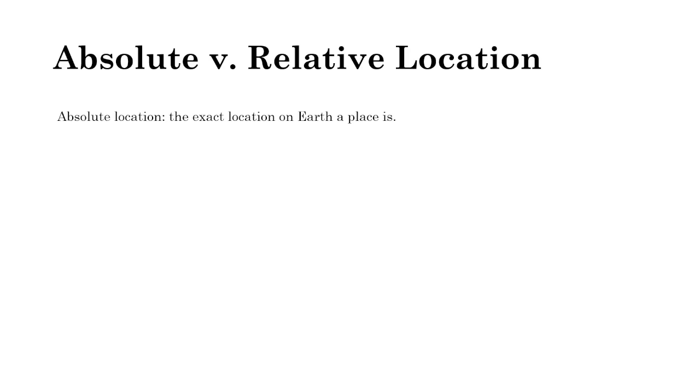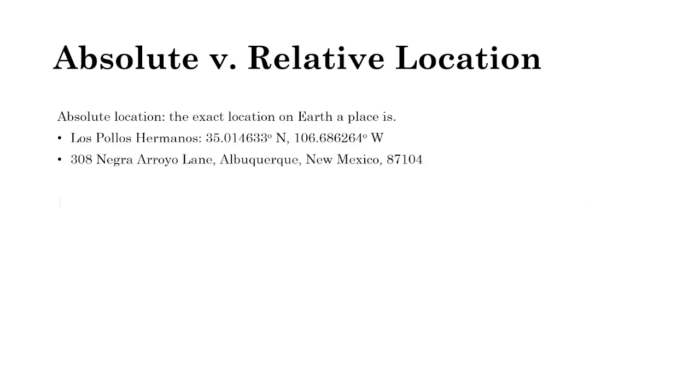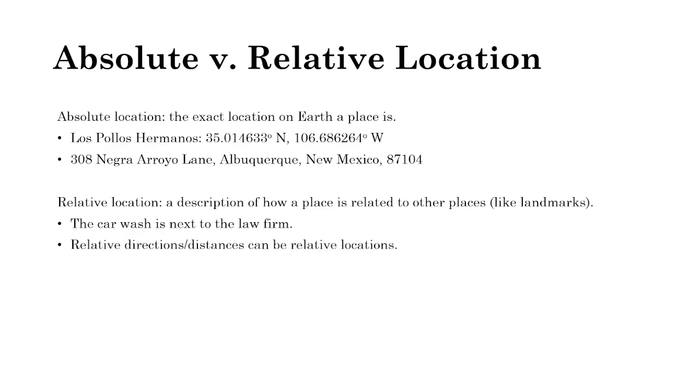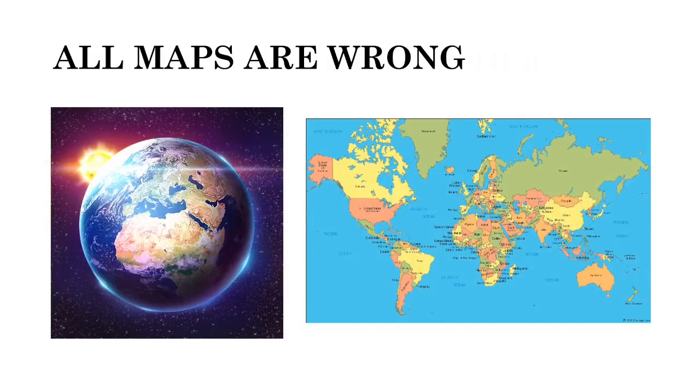Absolute location is the exact spot on Earth where a certain place is. We can do this with latitude and longitude coordinates, or with an address. Relative location is a description of how a place is related to others, such as landmarks. You could say the car wash is next to the firm. Relative directions and distances can also be relative locations. All maps are wrong to a degree. So we have the Earth, a 3D sphere.